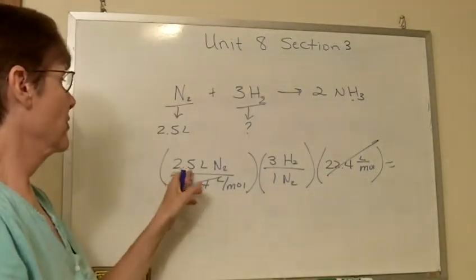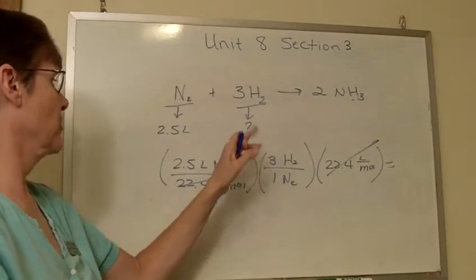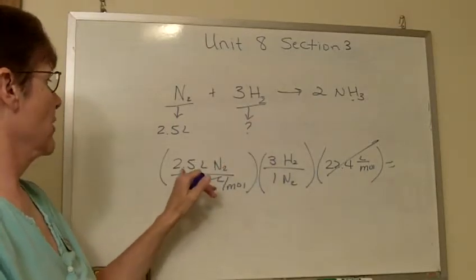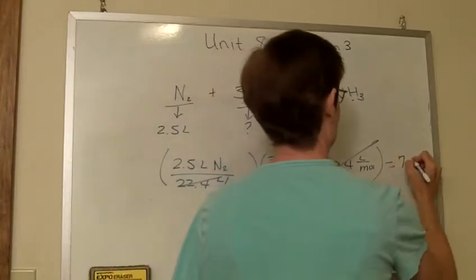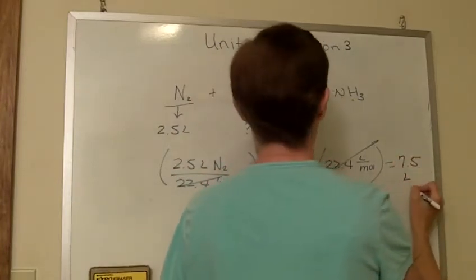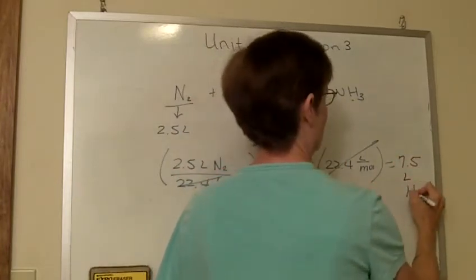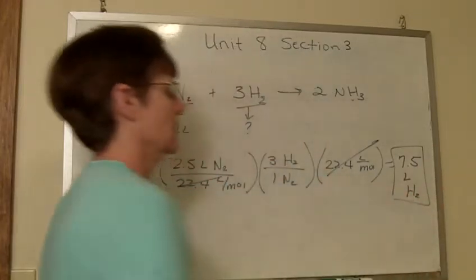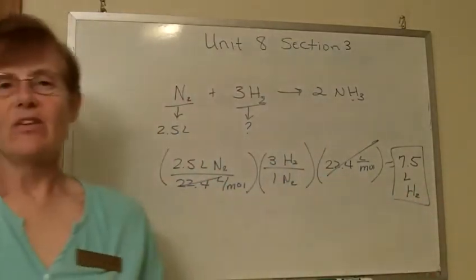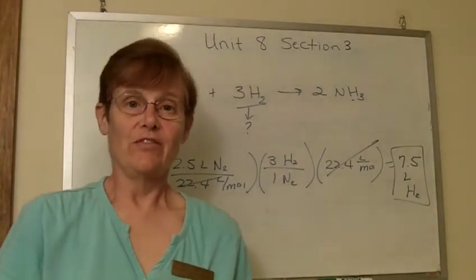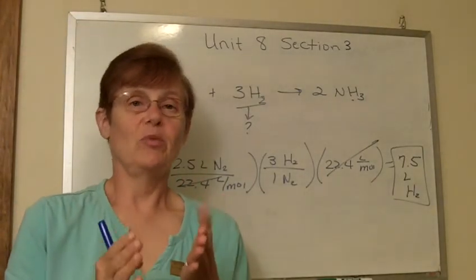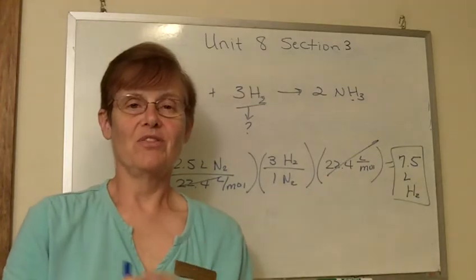So we take our 2.5 and multiply that by 3. Let's see, if I multiply it by 2, I get 5. So what would that be? 7.5 liters of H2. And so that's my answer. So that actually makes things really easy if you can just go from volume to volume and you're always in the same conditions of temperature and pressure.